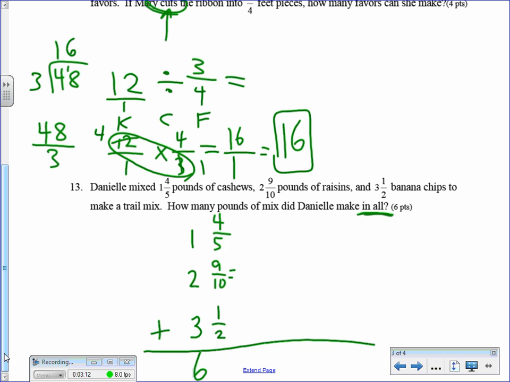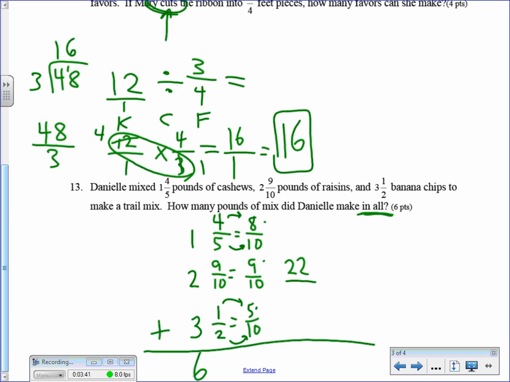Now these are all going to become tenths. This one doesn't have to change, it's already tenths. Whatever you did to the bottom, you have to do to the top. 2 times 5 is 10, 1 times 5 is 5. 5 times 2 is 10, 4 times 2 is 8. All right, it's going to be an improper fraction. 5 plus 9 plus 8, let's see.